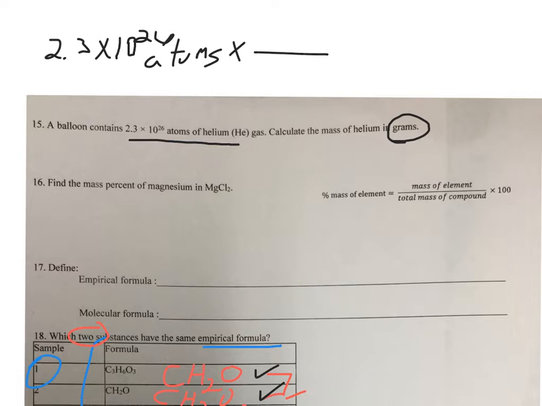Okay, so remember that this unit is always going to go where? The unit's always going to go in the bottom. Very good. So atoms goes down here, and your mole has to go on top, because remember, you must go to the mole before you can find grams, right? Okay, so what's going to be my number for mole? 1. And what's my number for the atoms?